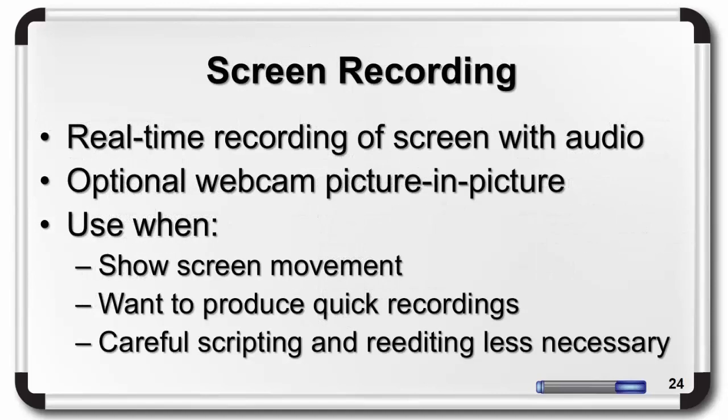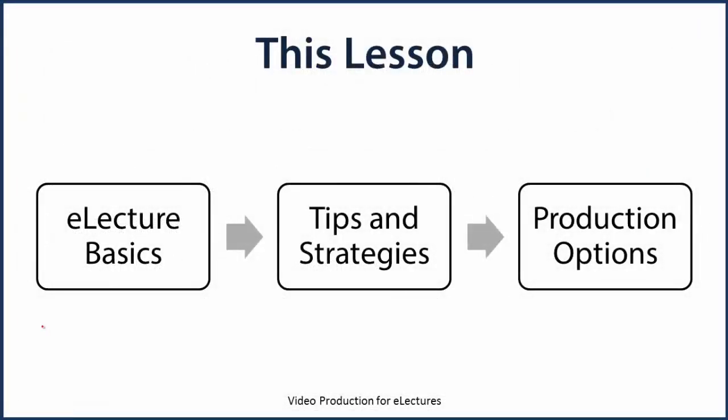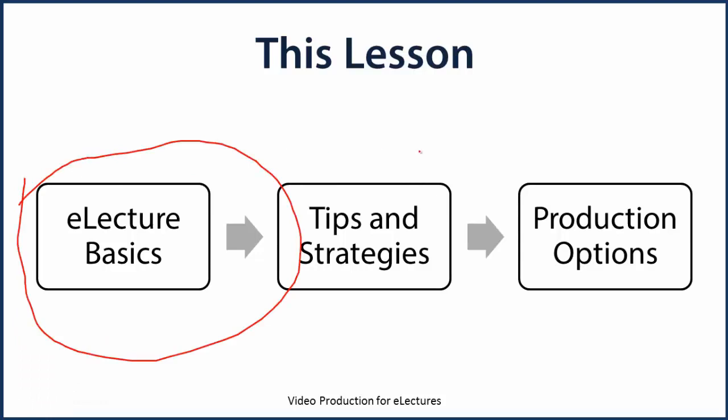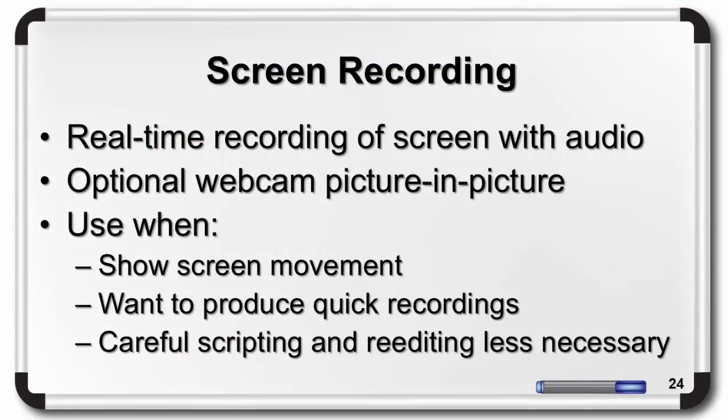The screen recording process will create an e-lecture that has a real-time recording of your PowerPoint presentation with audio of your voice, video from your computer screen, and a second optional video layer from your webcam. You'll want to use this process if recording screen animations is necessary, but video of the lecture is less important. For example, you may want to use your mouse pointer, show important PowerPoint animations, or illustrate use of a computer program. This is the easiest process for producing quick recordings where careful scripting and future re-editing is less necessary.